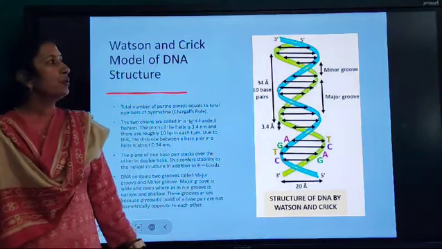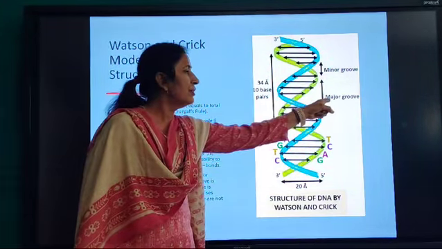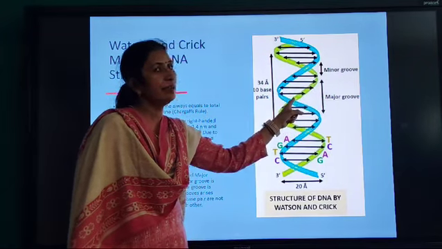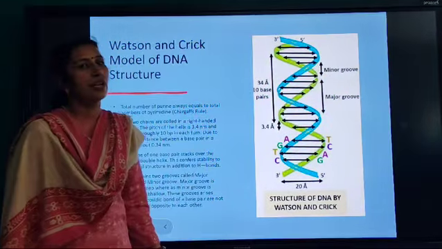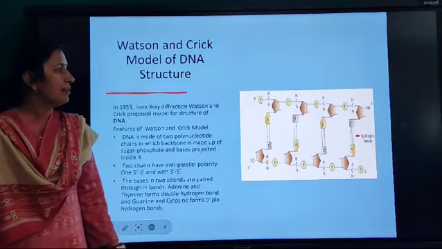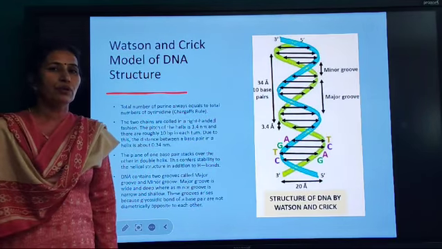There are two grooves in the helical structure. One is the major groove, which is wide and deep. The second is the minor groove, which is narrow and shallow. These grooves arise because the N-glycosidic linkages are not diametrically opposite to each other.